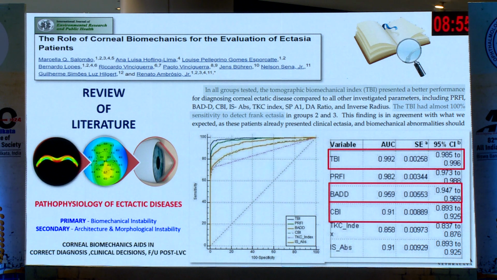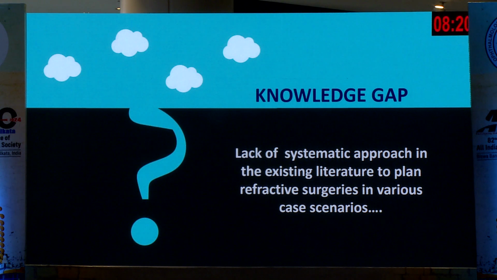Basically, the first machine to have come out was the ocular response analyzer. Fantastic tool. It gave an insight into the mathematical domain of biomechanics. But what really lacked was that it was not able to connect to the topography, and a lot of challenges happened. That's when the Corvis was able to connect to topography, and that's why you have indices like topometric biomechanical indices, and Corvis-driven indices, which are pure biomechanical indices. So that changed the whole dimension of refractive surgery.